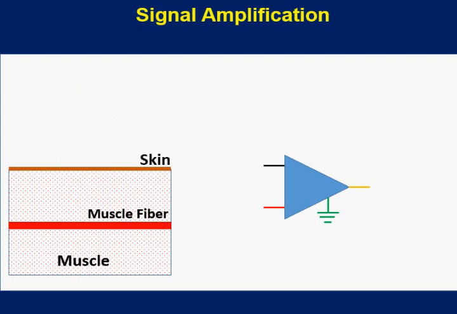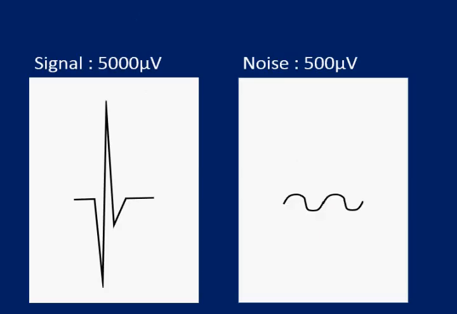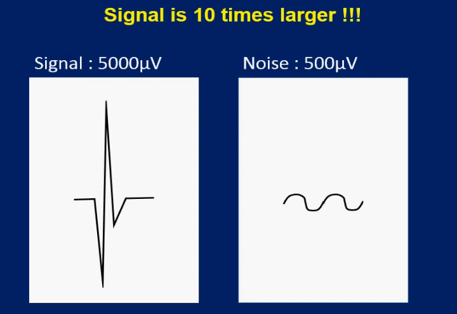In real differential amplifiers, the signals that are common to both inputs are not attenuated so perfectly. Some common signal does appear at the amplifier output, but with much less voltage. In this example, the common mode signal is 500 microvolts at the amplifier output. Note that the fibrillation voltage at the amplifier output is 10 times larger than noise, and we will have no difficulty in studying this waveform.